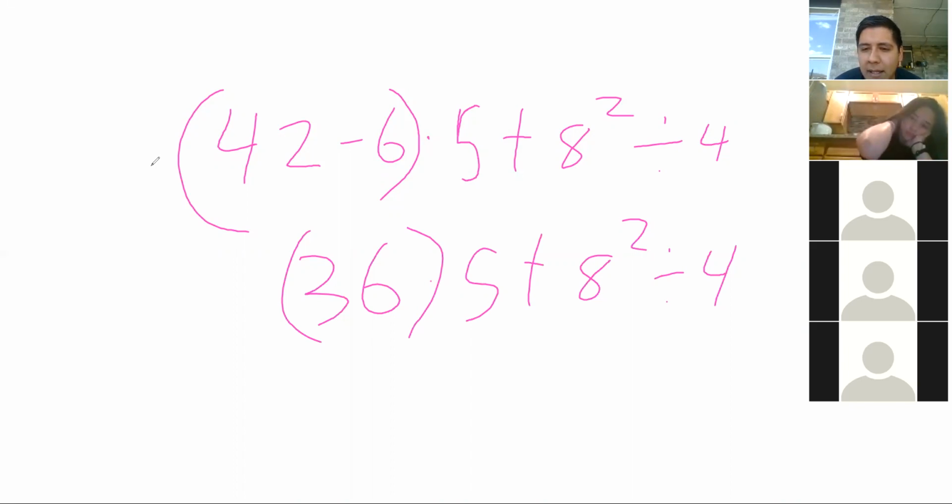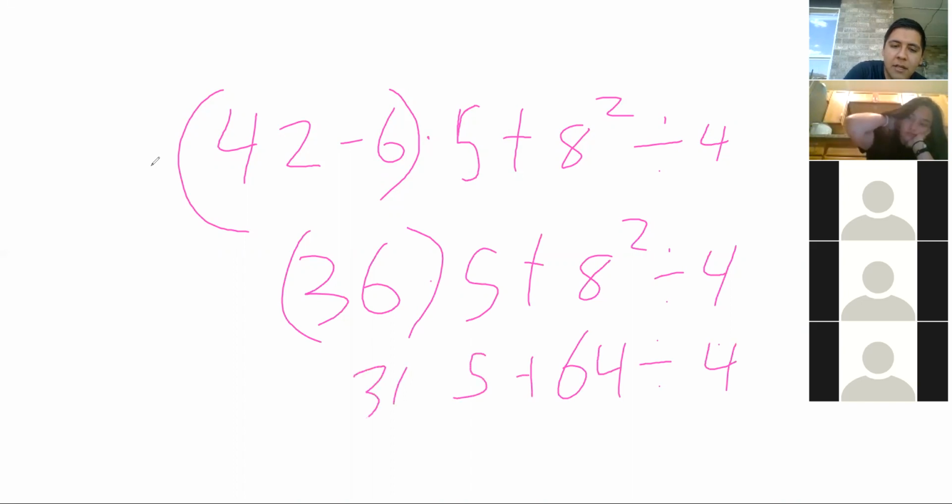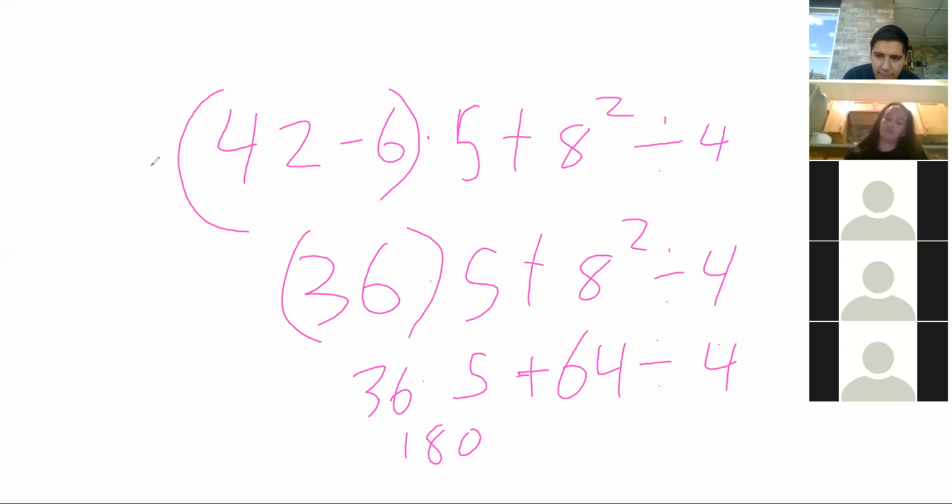So now let's go back. We're done with the parentheses, so what's next? The exponent, right? So exponent again, 64. And now we have division or, well, multiplication first, so 36 times 5 is 180. 180 divided by 4. And then 64 divided by 4.